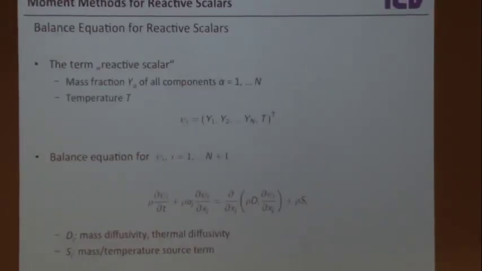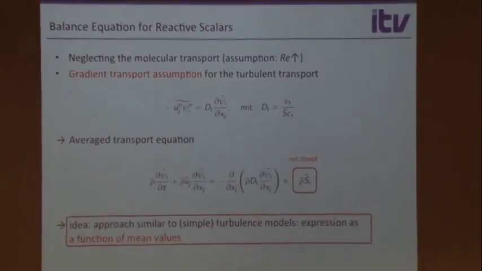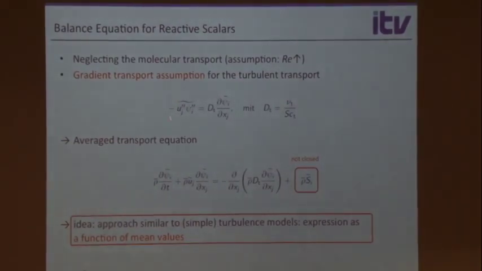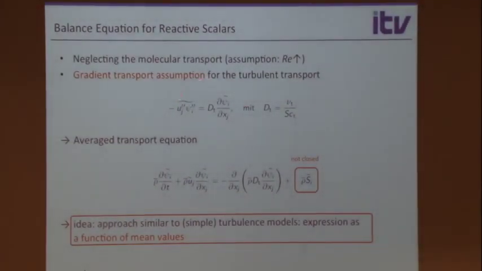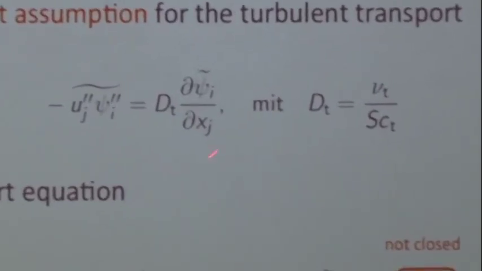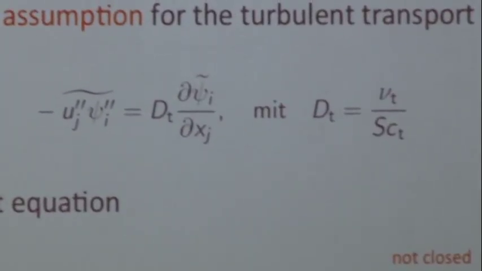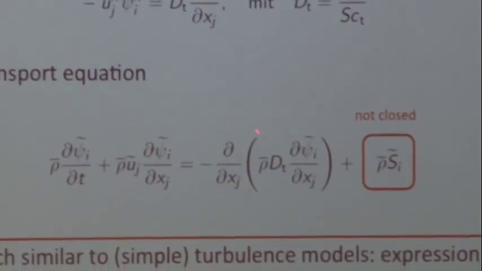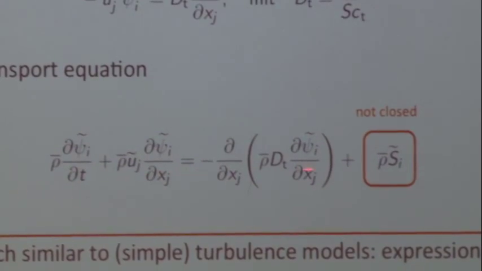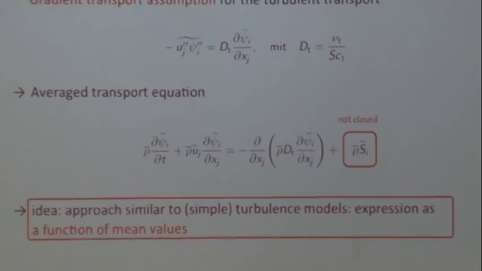Okay, so we can derive these averaged equations. Then the scalar flux again is modeled with a gradient transport assumption. We said this earlier. Plug this in here, and you get an equation that's closed up to this point, but then you still have the chemical source term, which is not closed.